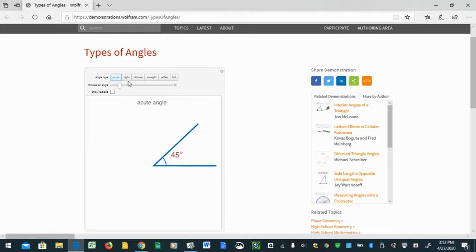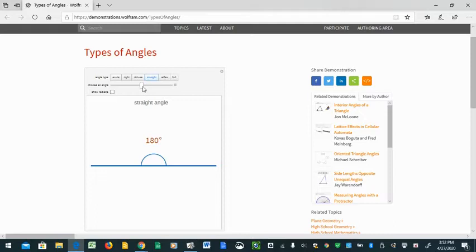So there is your acute angle. There's your right angle. Waiting for that obtuse. There we go. There's the obtuse angle. I don't know why everything's so slow here. Bigger than 90. And there would be our straight angle.